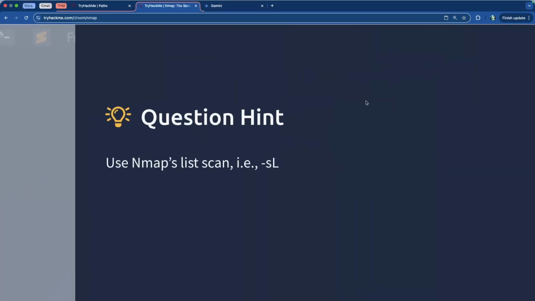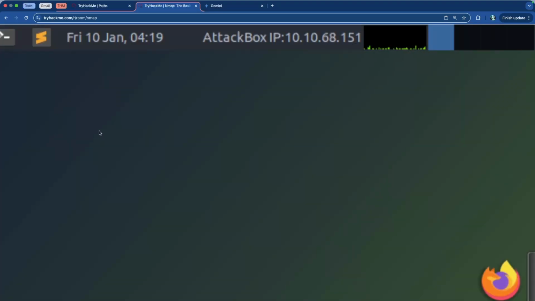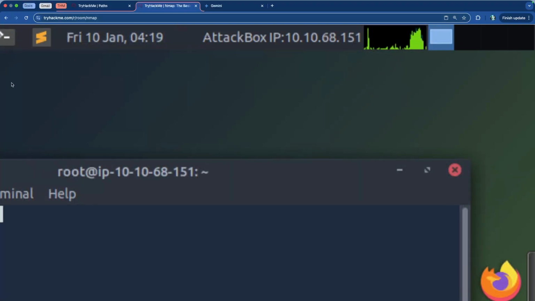The hint says use Nmap's list scan, -sL, to see what we can find. So whoops, I should not have done that. Now I can't zoom out of this thing. But at the very least, we can actually just run Nmap and then make that happen. So let's run Nmap real quick and then see what we can find.